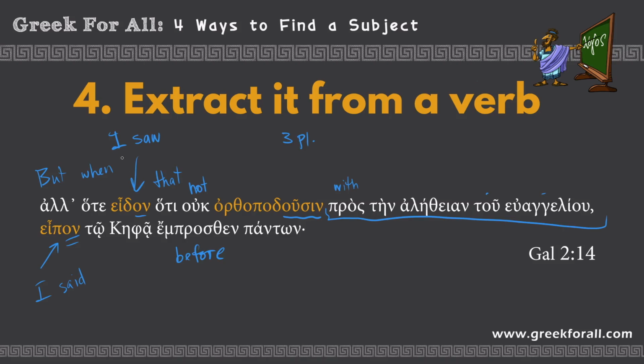So here, I saw. This is the third person plural, so we need to say they, and here again it's first person singular, meaning I. So but when I saw that they do not walk consistently with the truth of the gospel, I said to Kepha before everyone. So here you have it. If the first three ways do not identify the subject, we must extract it from the verb.